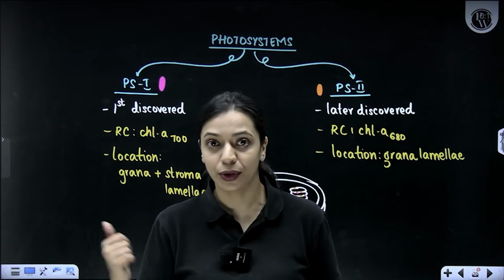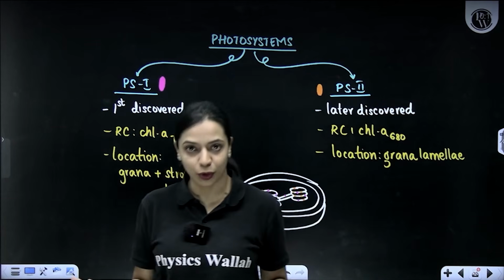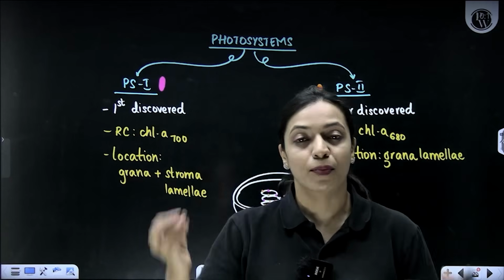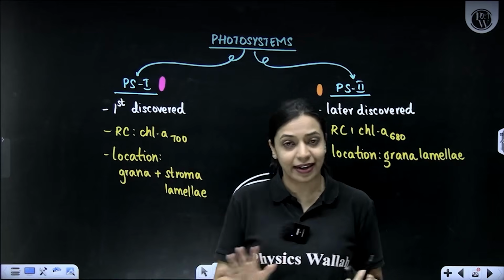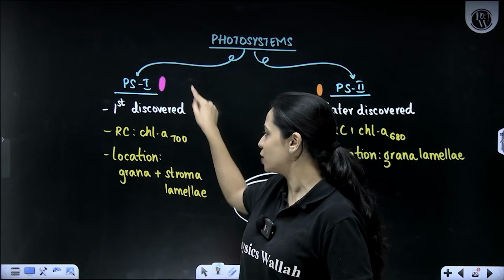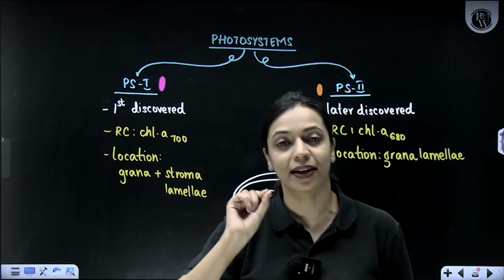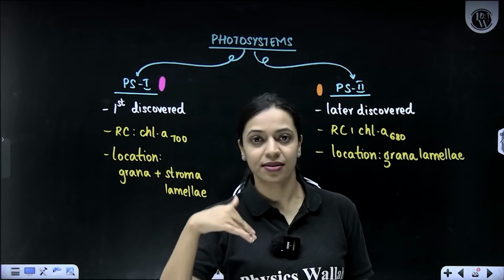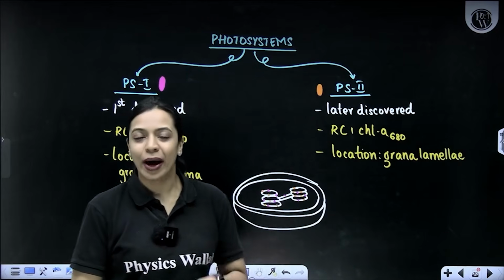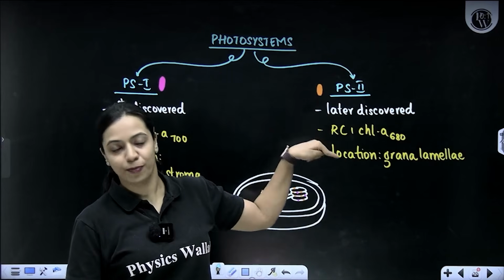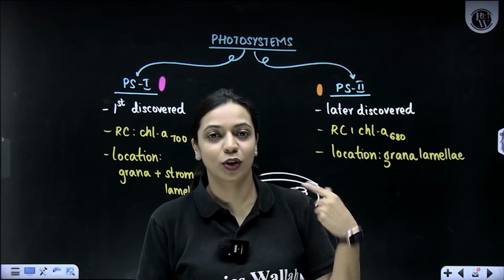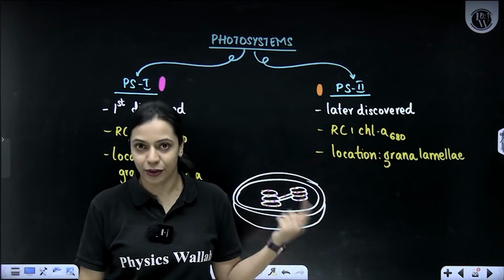Earlier I told you chlorophyll A and chlorophyll B are both chlorophyll molecules, but there is a slight difference in the R group. Here it's not like that. At the molecular level, there is no difference. Both of them are identical chlorophyll A molecules. Then how are they different from each other? I'll tell you. PS1 has chlorophyll A in the reaction center that has an absorption maxima of 700 nanometers. So that is called chlorophyll A 700. While the chlorophyll A in the reaction center of PS2 has an absorption maximum of 680, so we call that chlorophyll A 680.